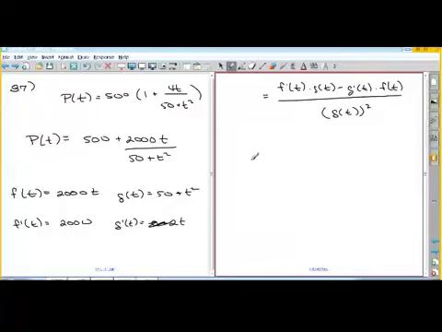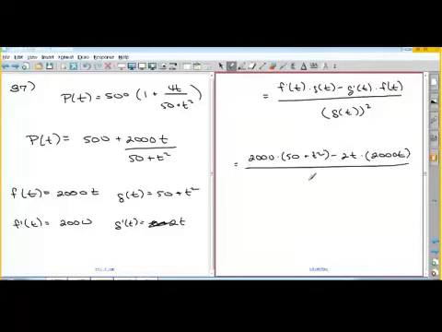So let me just plug stuff in. f prime of t is 2,000. g of t is 50 plus t squared. g prime of t is 2t times f of t, which is 2,000 t, all divided by g of t, which is 50 plus t squared, quantity squared. So g of t is that, and we square it. Okay, so that's the answer. So that's p prime of t.